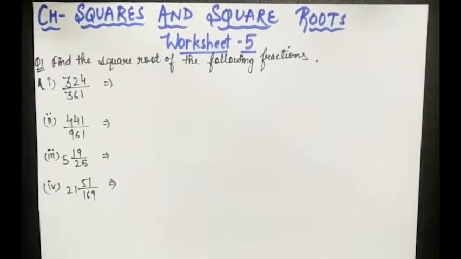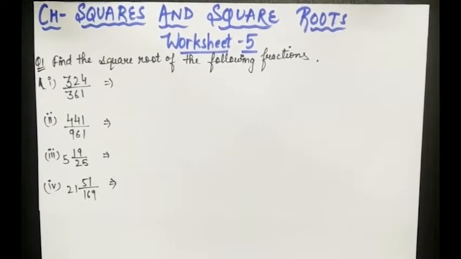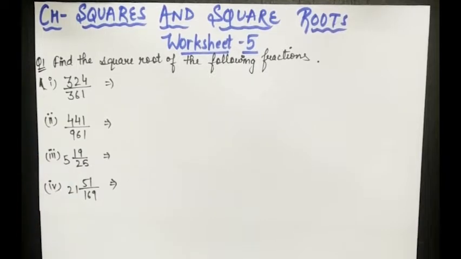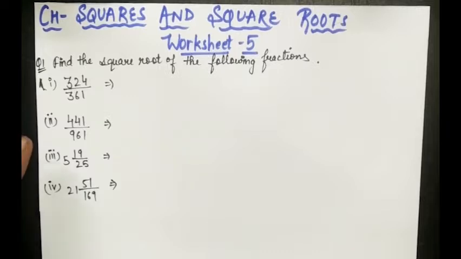Let's begin with the first question: find the square root of the following fractions. First of all, I have already told you in my first video that you should know and learn the first 20 square roots, that is a must. So here also that concept of square root is going to be used. Let's begin with the first question, first part, that is 324 upon 361.